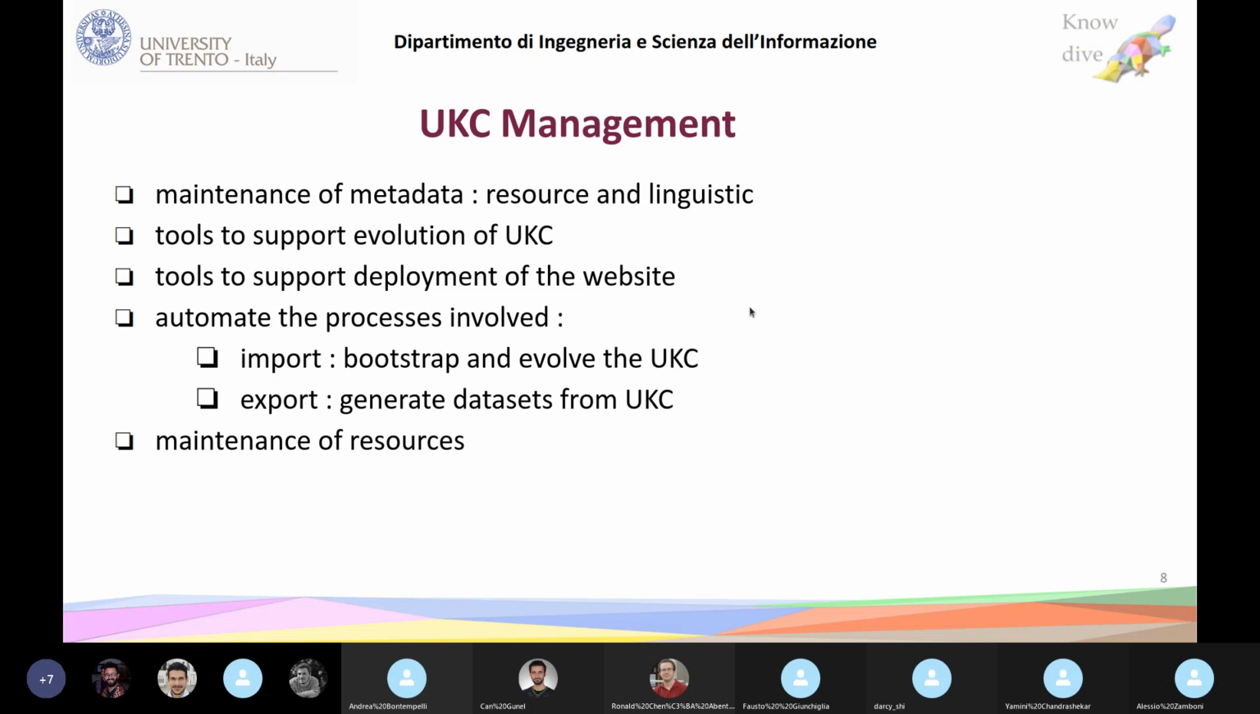Moving on with the management processes. The first thing would be to have tools that support us with the extension and evolution of UKC, in terms of maintenance and also improvement as and when there is some requirement, or to improve the process itself, for example by completing it in a lesser duration of time. And the third component here would be to have the tools to support the deployment.